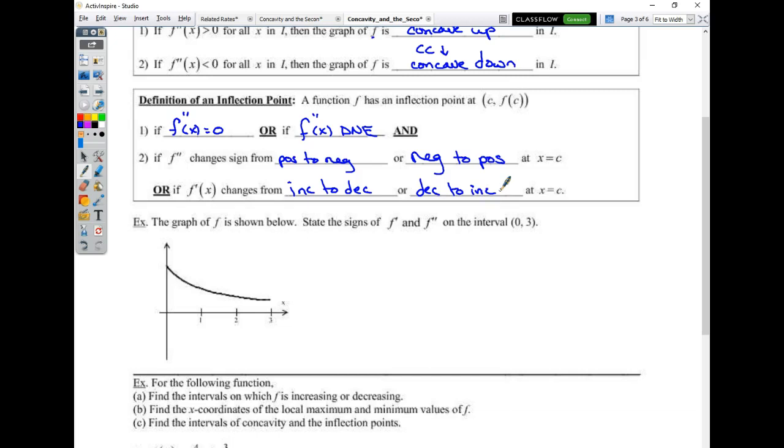Because our definition of an inflection point is a point where concavity changes.